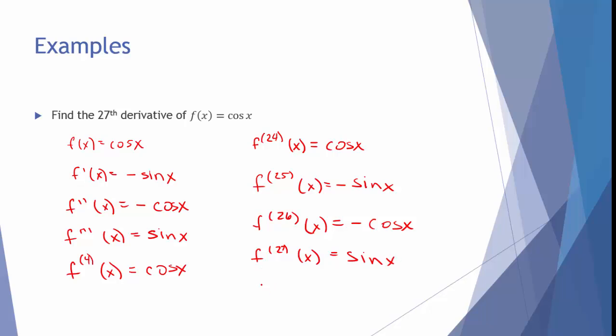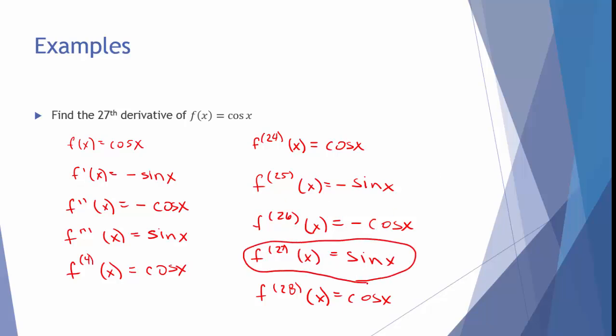The other way to do this is to start at the 28th derivative, which is also a multiple of 4. Know that that is cosine x, and simply go back by 1 to get to your 27th derivative. So the 27th derivative of f of x equals cosine x is going to be sine x.